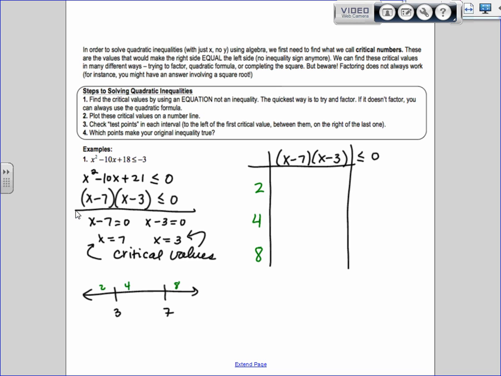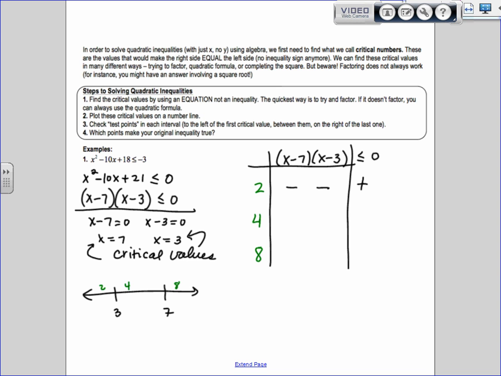Okay, if I try 2, when I plug in 2, I get 2 minus 7, which is negative 5. And then I get 2 minus 3, which is negative 1. And I know that negative 5 times negative 1 is a positive 5. Okay, I'm not going to worry about all of those numbers, though. All I'm going to say is 2 minus 7 is negative, 2 minus 3 is negative. And when I take a negative number times a negative number, I get a positive number. It's much faster.